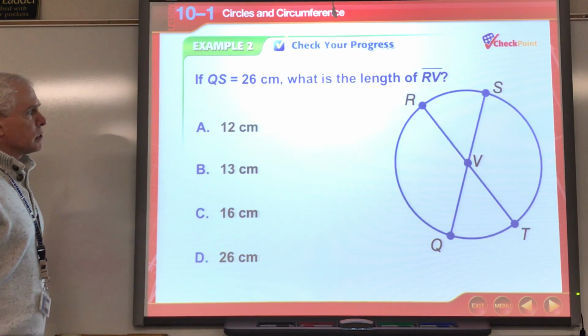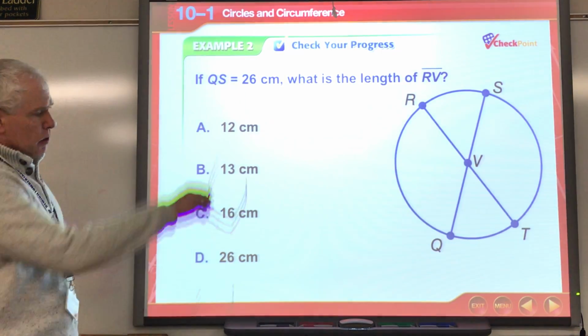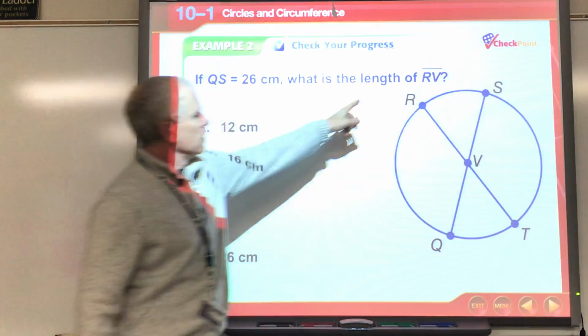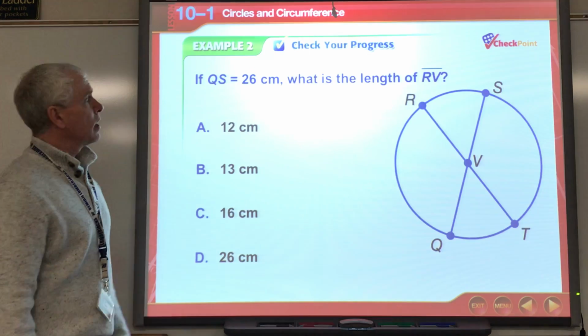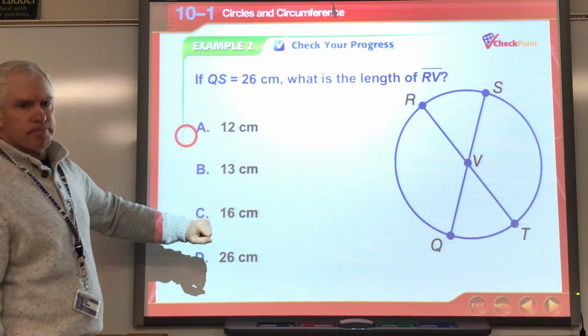Okay? So pause the video, give this a shot. It says QS, which is a diameter because it goes through the center, is 26. What is the length of RV? RV is a radius. Half of that 26 then is 13. That's got to be our length. Okay?